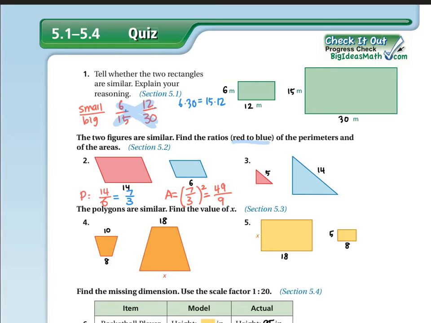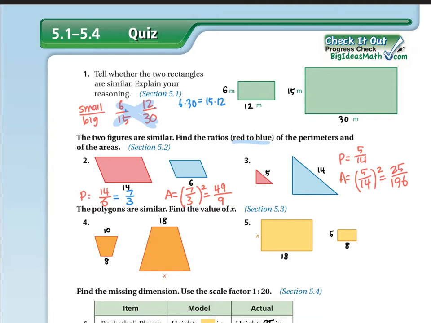Now we have another one for number 3, which is 5 and 14 for the sides of the triangle. Same thing for the perimeter. I'm going to put the red one first on the top and then the blue one on the bottom. Because 5 over 14 is the simplest way that you can put it, you don't have to do anything. That's going to be your answer. And then from here, for the area, you're going to simply square the numbers that you have. When you square the numbers, 5 times 5 is going to be 25, and 14 times 14 is going to give you 196. So that's going to be the ratio for the area for number 3.